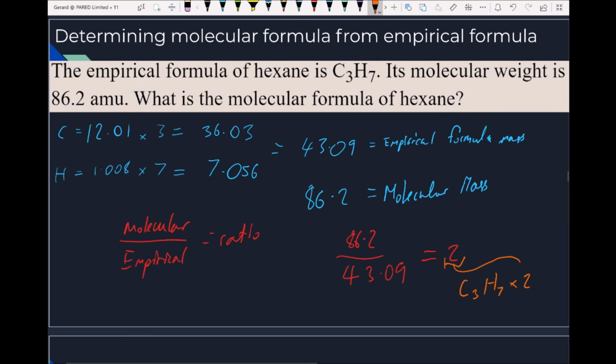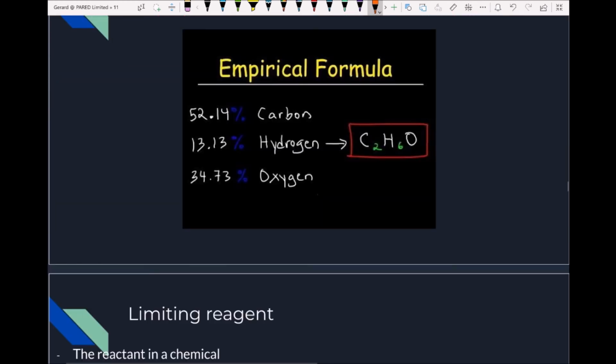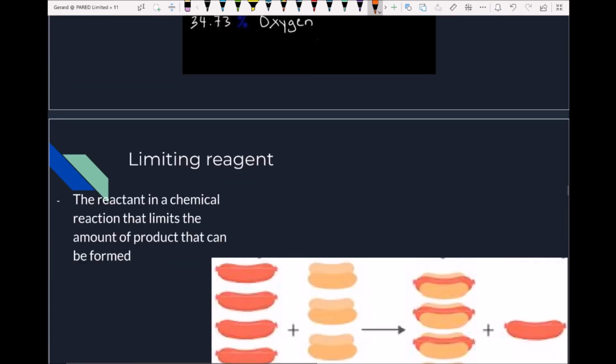So we're going to go ahead and do that. So the molecular formula for hexane must be C6H14. Okay, and then if you really want to double check, you could go ahead and do 6 times 12.01 plus 14 times 1.008, and we do end up with 86.2. Alright, now that's a good video to explain that and further practice.